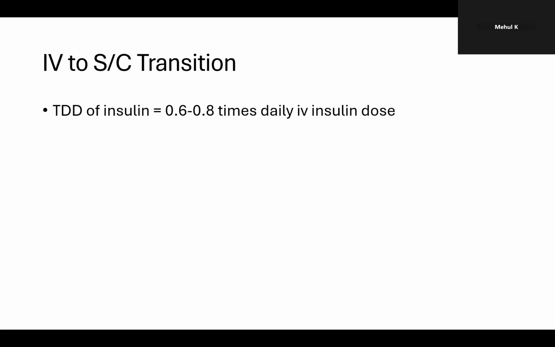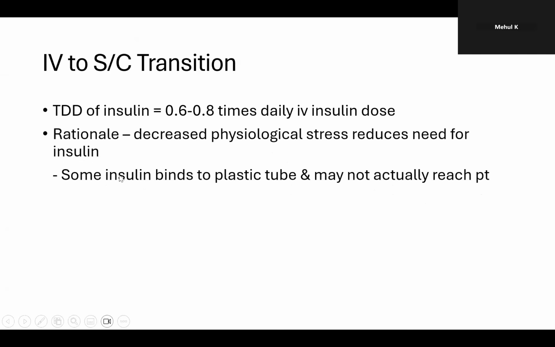Now, the question is why you are giving a lesser amount sub-Q than you were giving IV. Number one, when you were starting the infusion, the patient was likely sicker. The patient probably has more stress hyperglycemia at the start of the infusion than at the end. The patient is probably on a better clinical trend, and is going to have an increased risk of hypoglycemia as a result. Number two, some of the insulin might actually bind the plastic tubing and may never reach the patient. That is also a possibility. So this is why generally, with the IV to sub-Q transition, you take a little bit lesser dose. You don't convert the entire IV dose to the sub-Q.